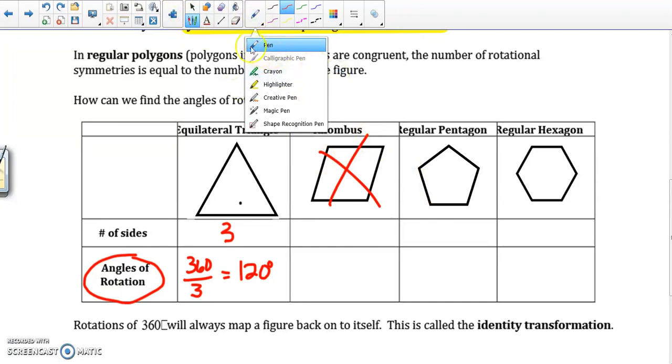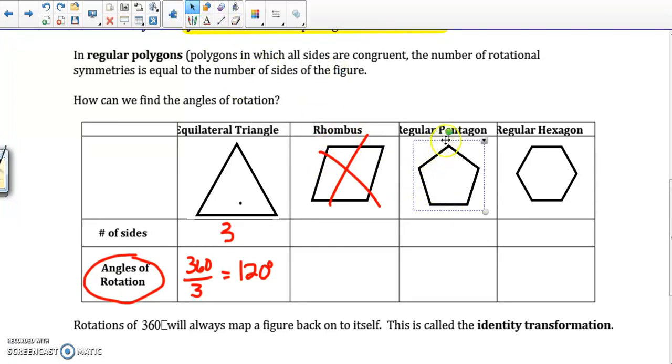Let's move on. Now we have a regular pentagon. So same thing. We want to turn it until it looks exactly the same as the original. There's 1 turn, the same. 2 turns, boom, same. 3 turns, same again. 4 turns, exactly the same. And you can see on your paper, after you're turning your paper, it'll be right back to the starting point right now. So there were exactly 5 equal turns to make this shape look exactly like it did in its original spot.